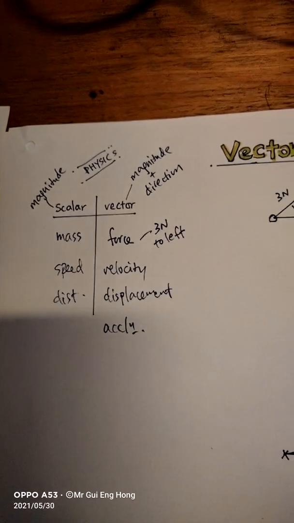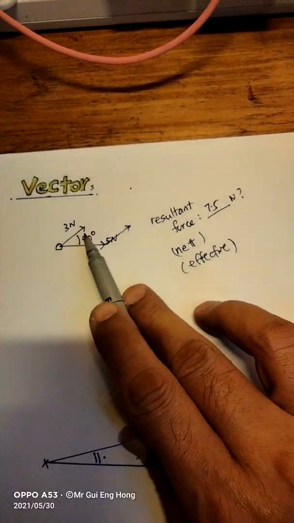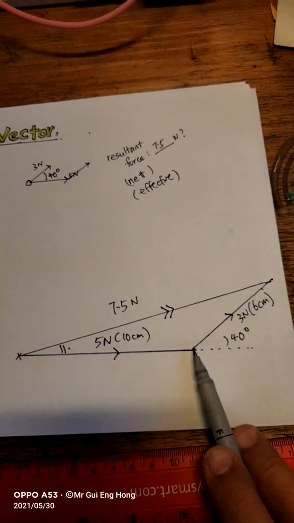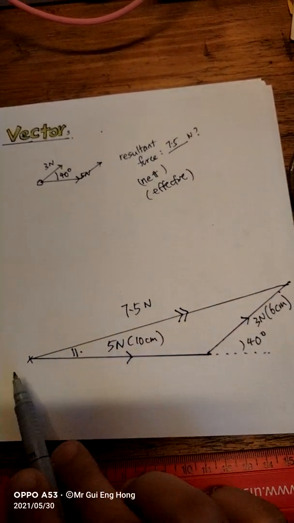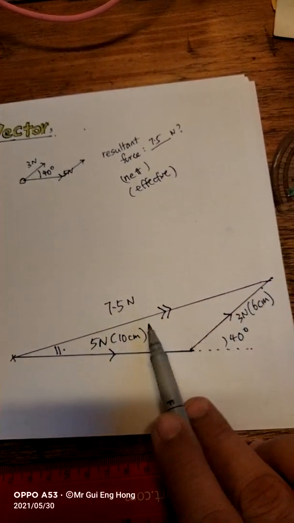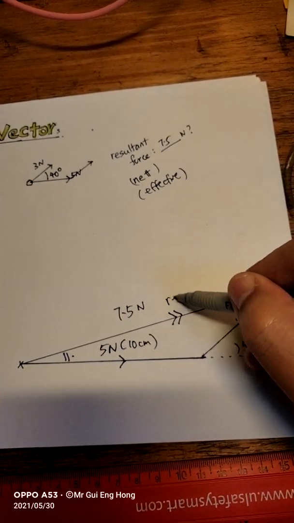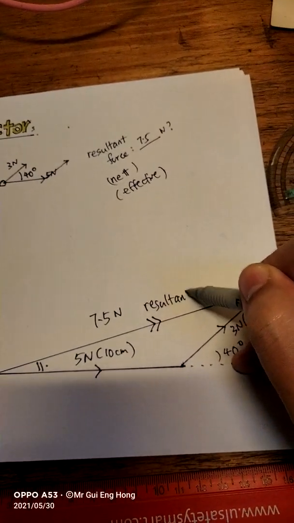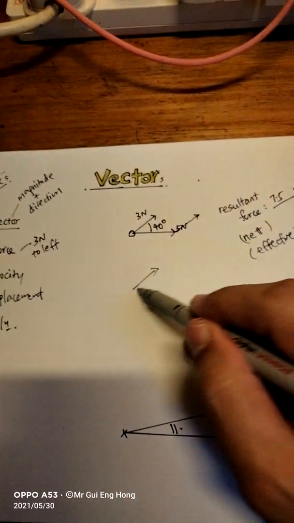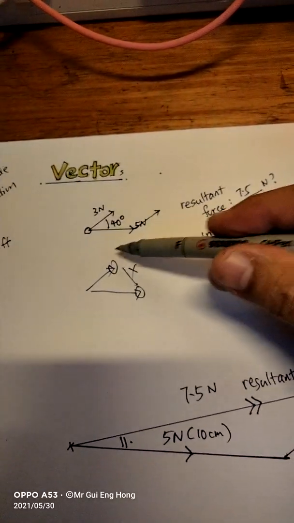So we have clarified what is a vector versus what is a scalar, and we also learned how to add two vectors together using scale drawing. So we draw the 5 Newton, followed by 3 Newton, and join the head to the tail of the second vector. Then note you must have the direction of the resultant vector. So this is called the resultant force. The common mistake is students straight away join these 2 points. So do not join the 2 arrowheads.